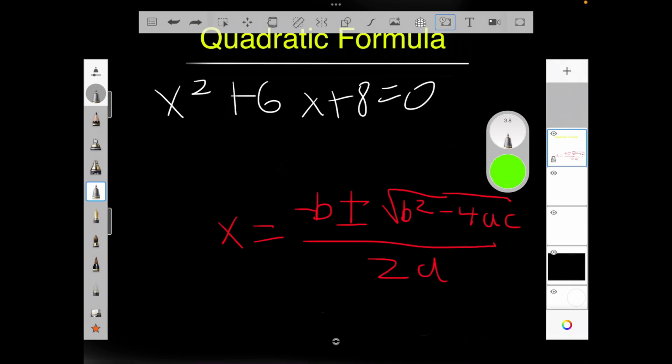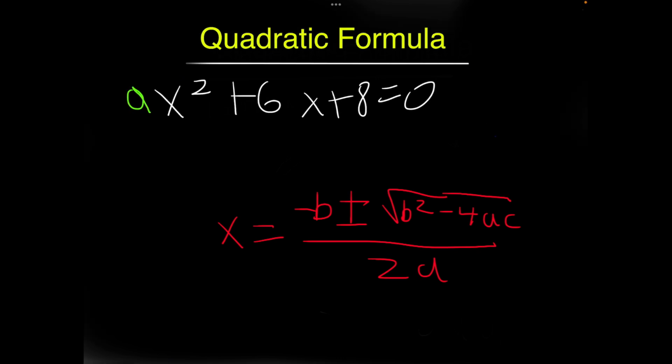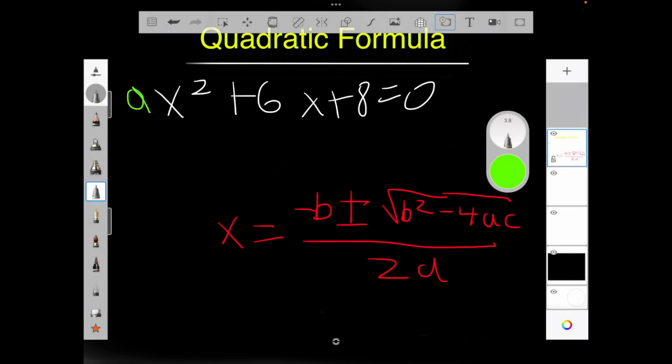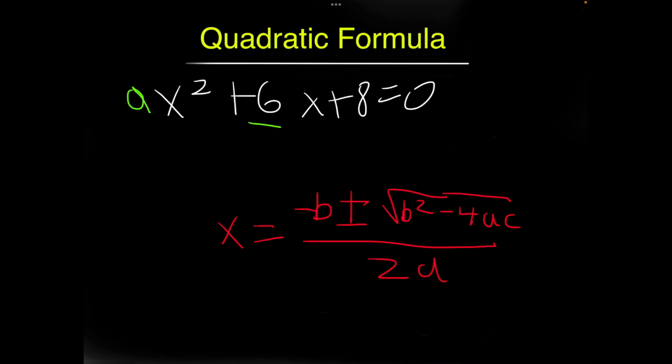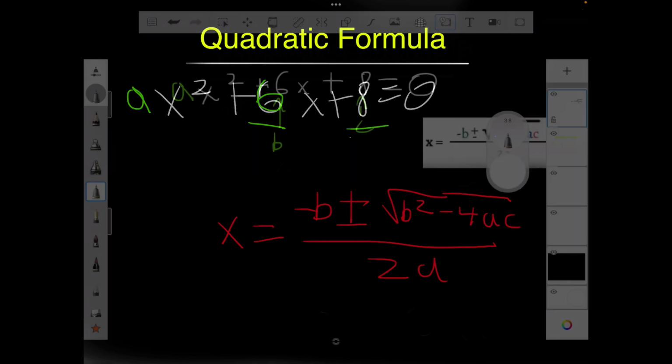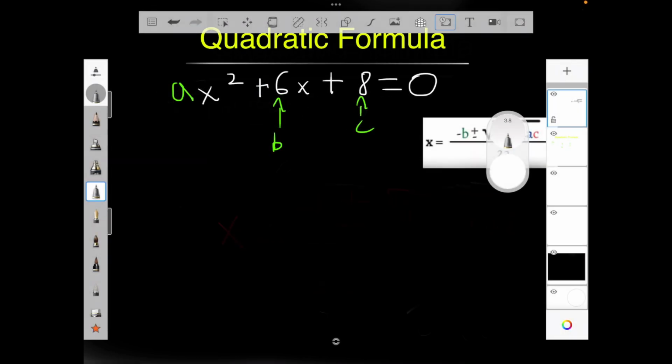The a value would be the coefficient for the first term, so this. The b value would be the coefficient for the second term, so it would be this. The c value would just be the third term. We should be able to solve the equation now.